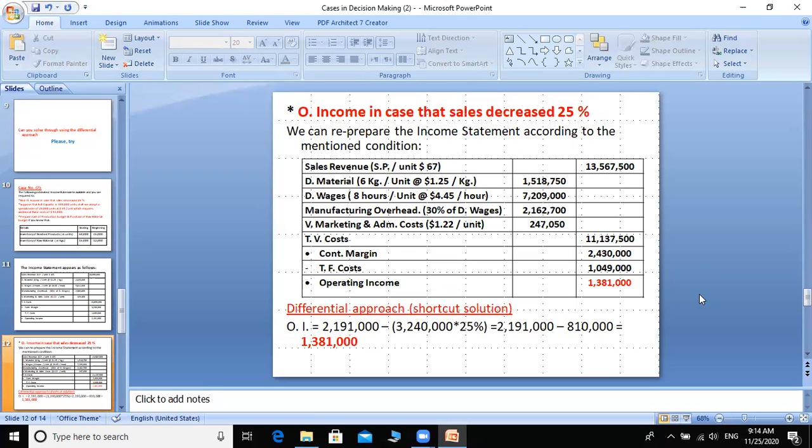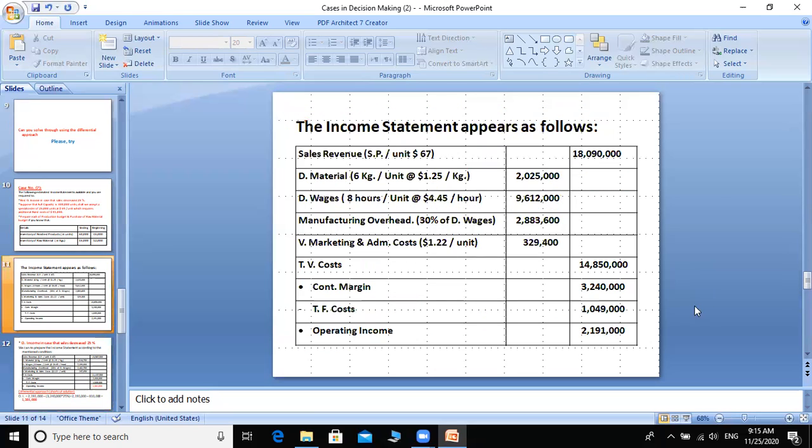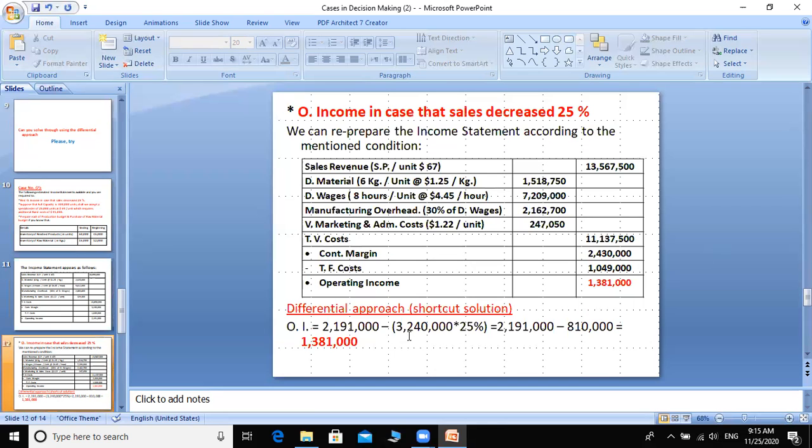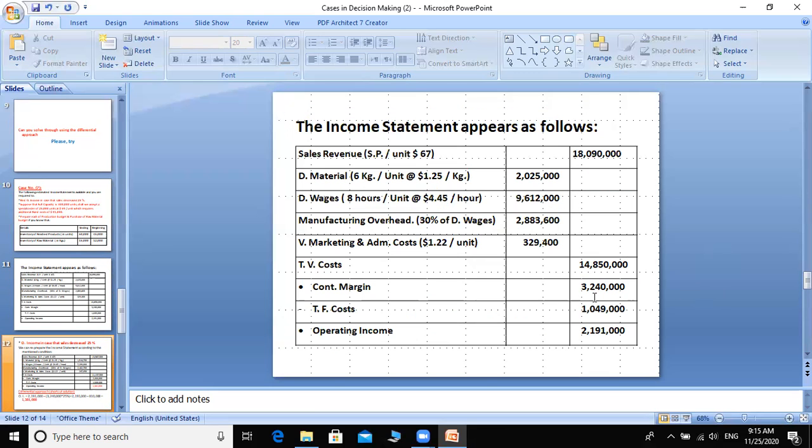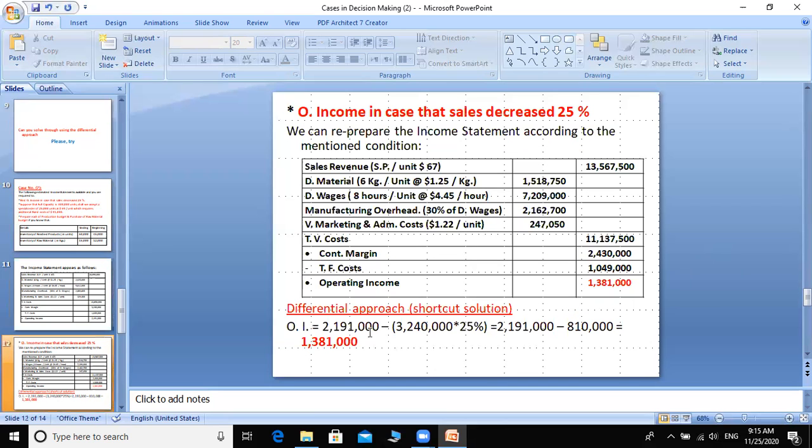Can we solve it by a shortcut? Yes, the differential approach or shortcut solution. Operating income equals the existing operating income 2191, this one. We will deduct 25% of this contribution margin, like this, minus 3240 times 25%. 3240 is the contribution margin, 3,240,000. I will deduct 25% of it. So this figure minus this one gives 1381.